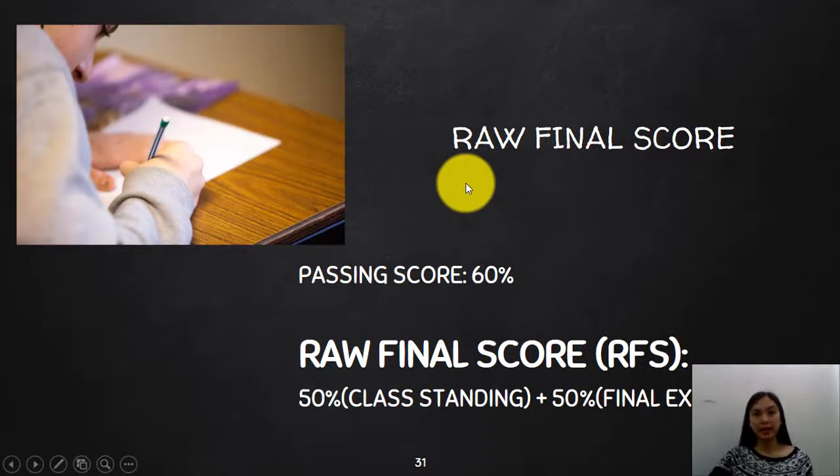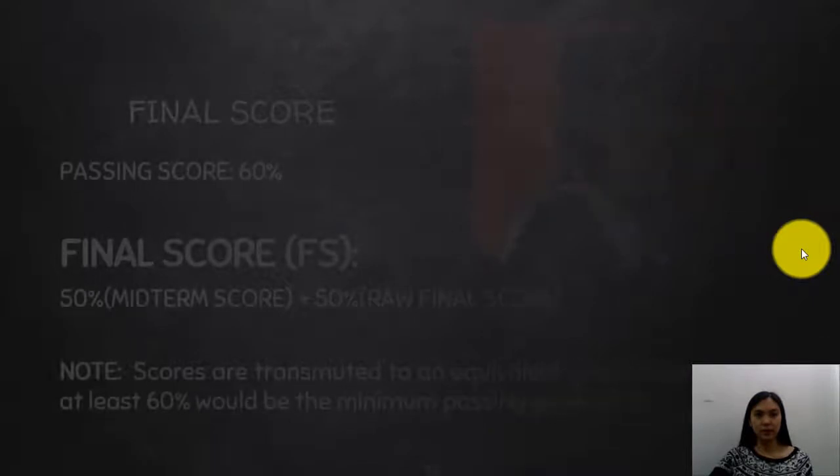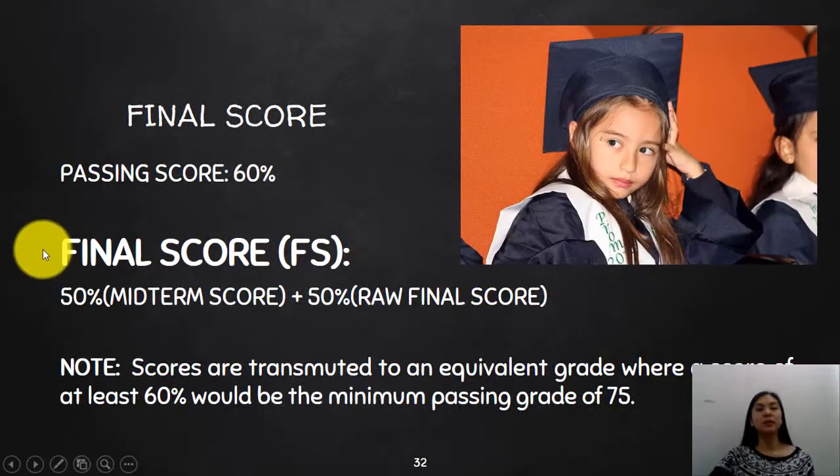It's actually the same for your raw final score. That will be 50% of the class standing and 50% of the final exam score. And finally, the final score or your final grade, which is 50% of your midterm score and 50% of your raw final score. So please take note that the passing score is 60%.